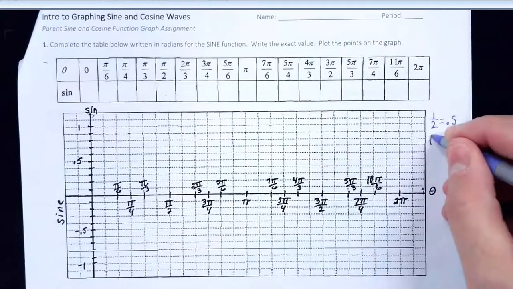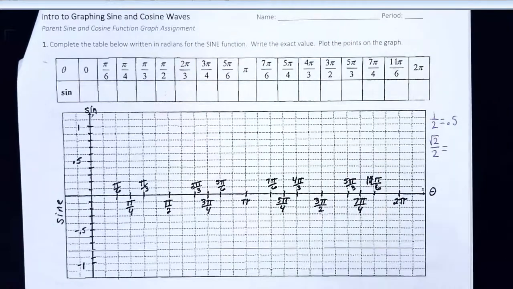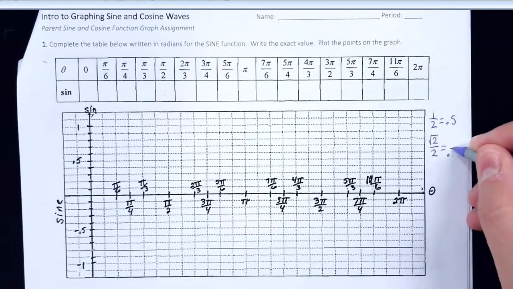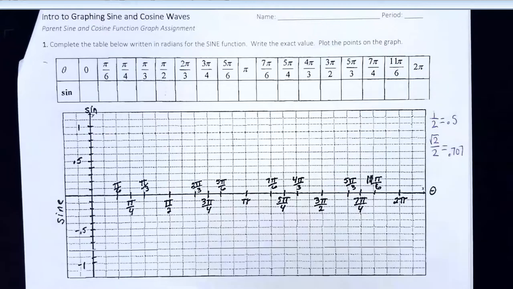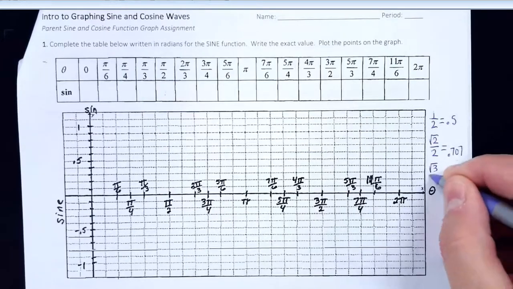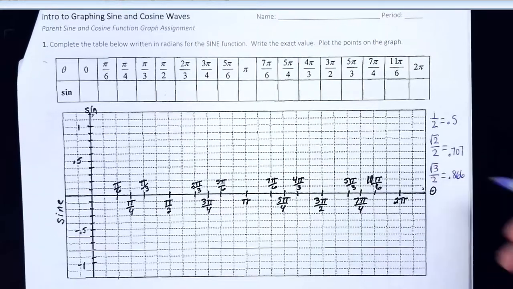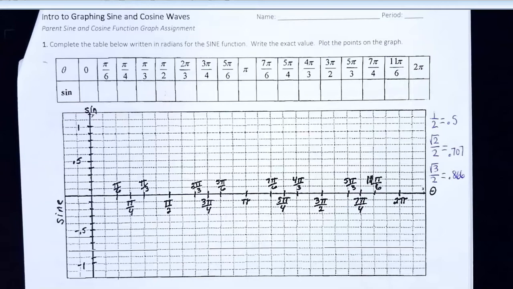So root 2 over 2 as a decimal, I'm going to go 3 decimal places here, is 0.707, so real close to 0.7, and the root 3 over 2 as a decimal is 0.866, so really close to 0.9. And it's not going to be perfect. We're going to estimate kind of as we go along here.